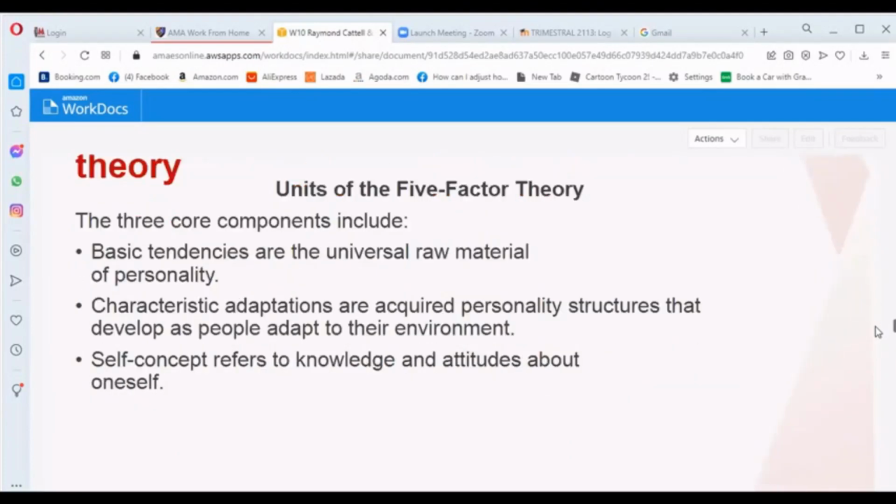The units of the 5-factor theory, the 3 core components, include basic tendencies, which are the universal raw material of personality. Characteristic adaptations are acquired personality structures that develop as people adapt to their environment. And self-concept refers to knowledge and attitudes about oneself.